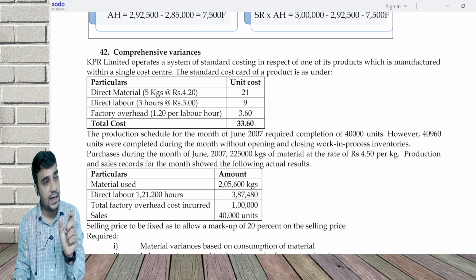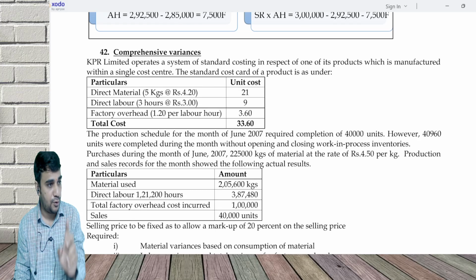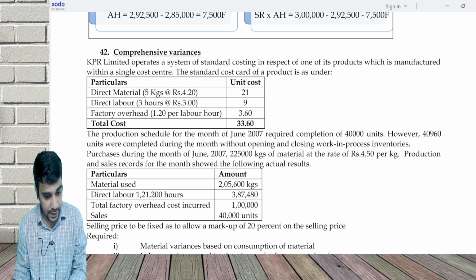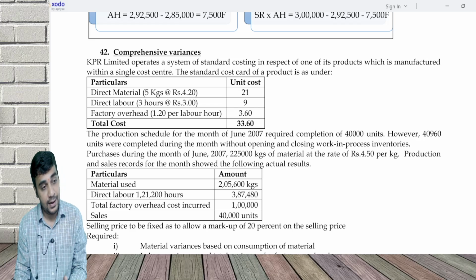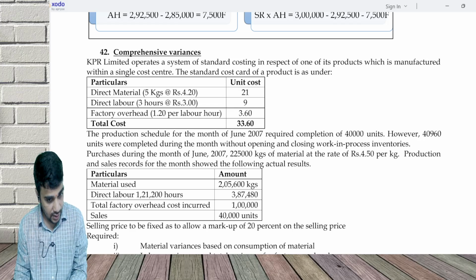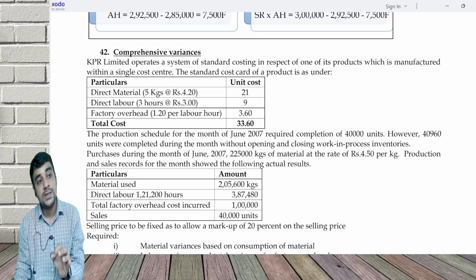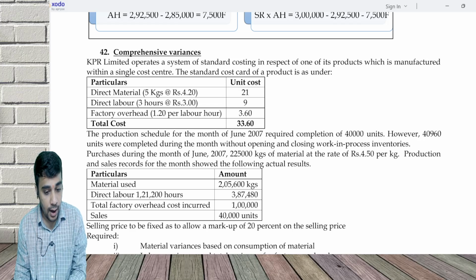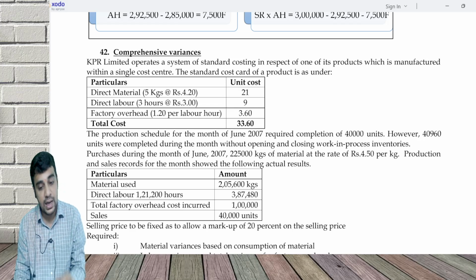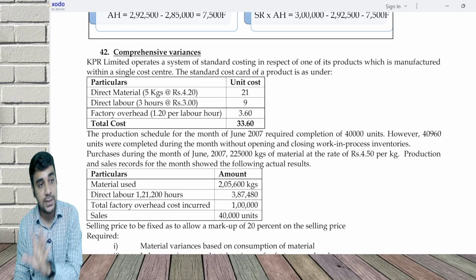Material: 5 kg, 5 is to 1 is the input output ratio, and 4.2 is the standard price. Direct labor: 1 unit equals 3 hours is the standard equation, and 3 rupees is the SR per hour. Factory overhead SR per hour is 1.2 and SR per unit is 3.6.